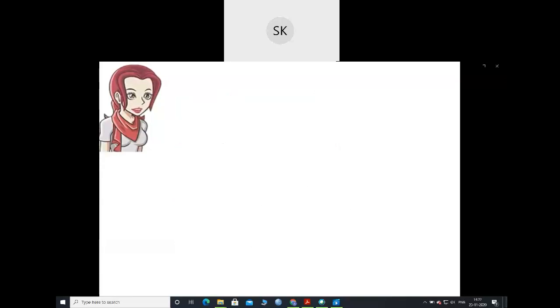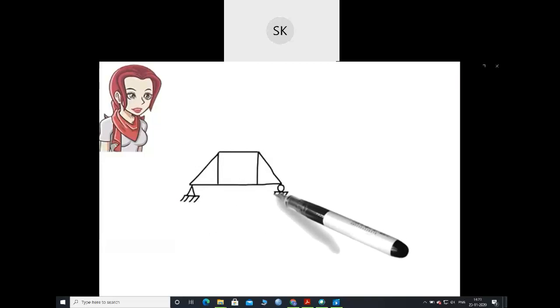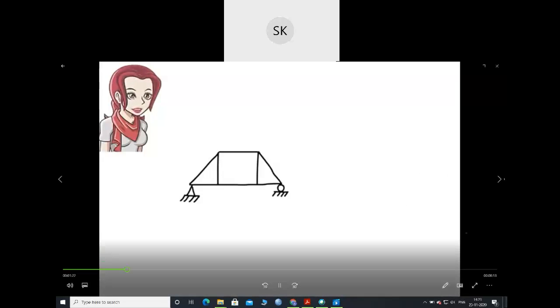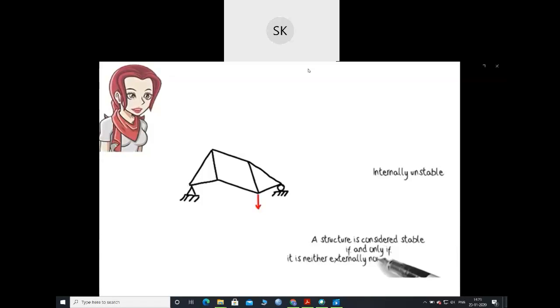Let's consider another example. Here, we have a truss structure that rests on two supports, a pin and a roller. Clearly, the supports prevent any rigid body movement of the entire structure. Yet, the truss is considered to be unstable. Why? Because here, we have localized rigid body motion. Some of the truss members are not properly restrained. They can have limited free movement. This is called internal instability. A structure is said to be stable if and only if it is neither externally nor internally unstable.